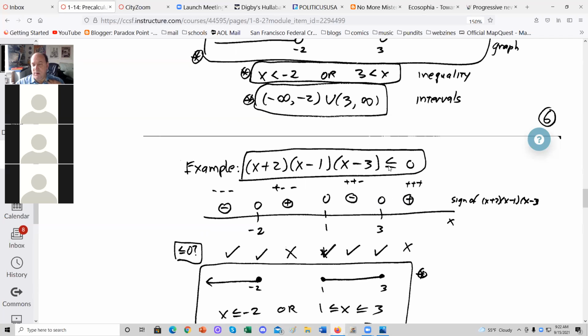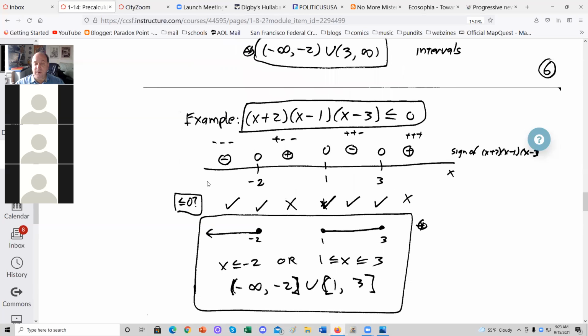When is it less than or equal to 0? That's the question. Well, it is here, below negative 2. It is here at negative 2. It isn't here between negative 2 and 1. It is here at 1. It is here between 1 and 3. It is here at 3. And isn't here above 3.